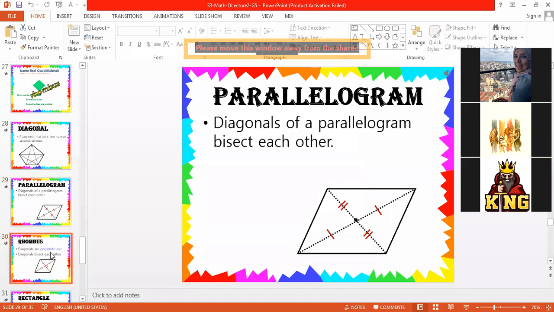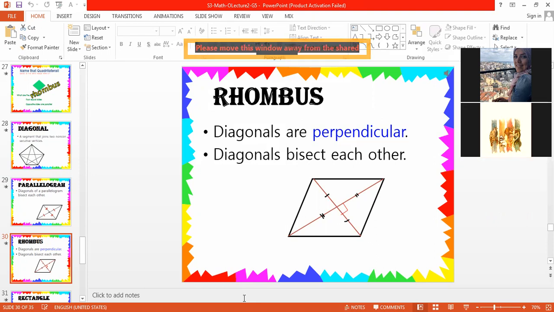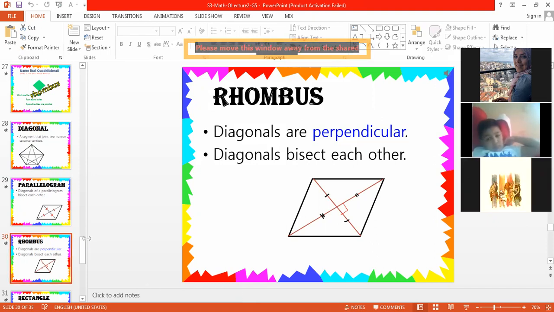For the rhombus, the diagonals are bisecting each other, but what's also special is that the diagonals are perpendicular. So they form a right angle? Exactly. So the diagonals bisect each other like the parallelogram, but also they are perpendicular. Is it clear for everyone? Yes. Great.